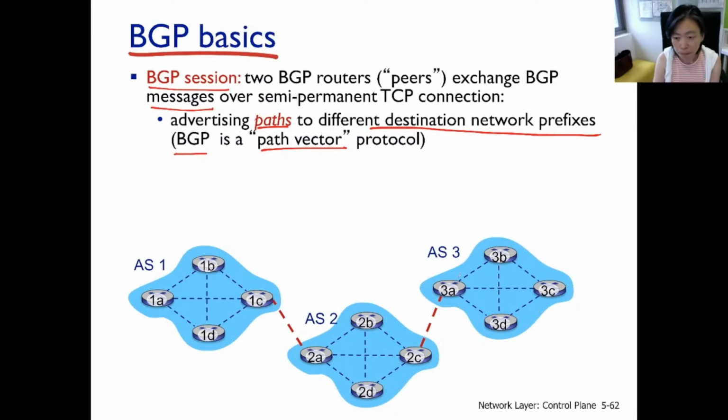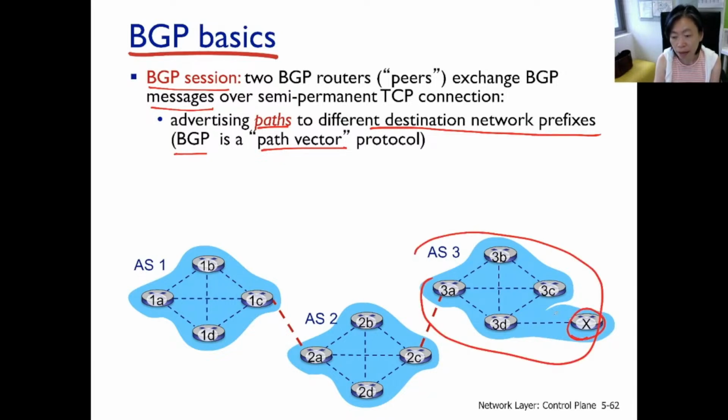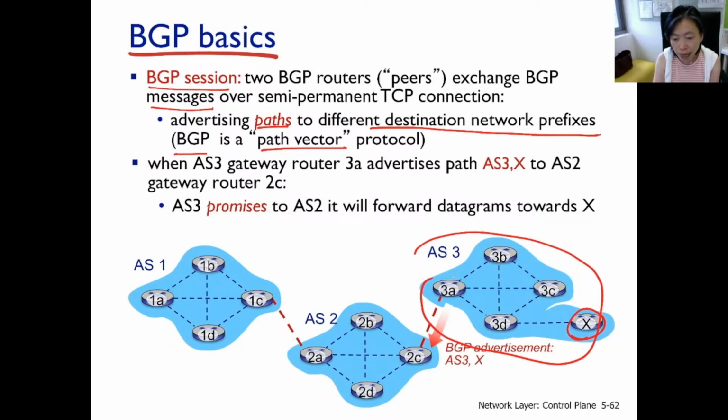And let me give you an example here. Let's say in AS3 there is a prefix X. And this is the destination for packets coming from maybe AS1 or AS2. So AS3, which learns about this destination, will need to advertise it to the outside of AS3. So 3A here will need to announce its existence, prepending its own AS number, AS3 here. So this will be the AS path being advertised. This will be the AS path being sent in the BGP message to the other end of the exterior BGP connection, to the other end of the BGP session.